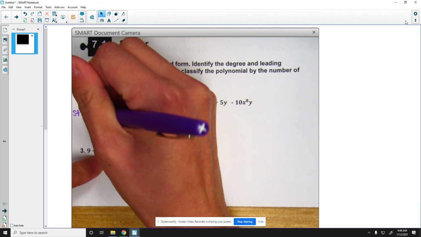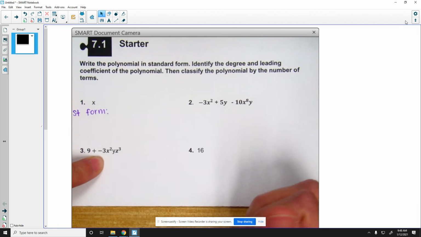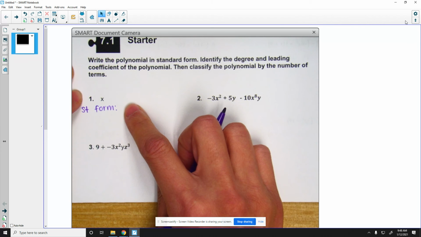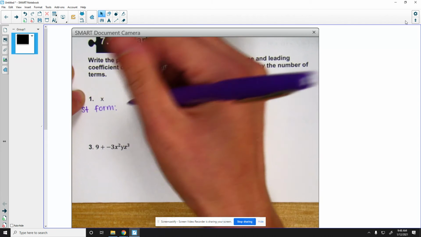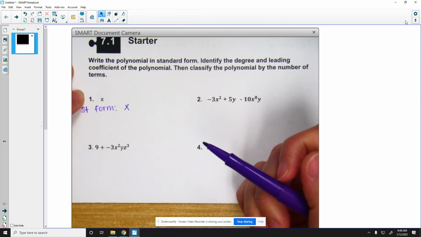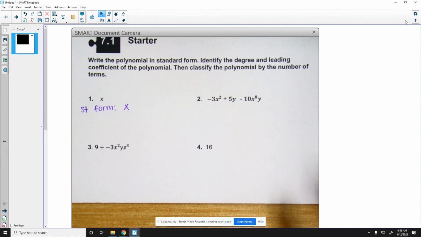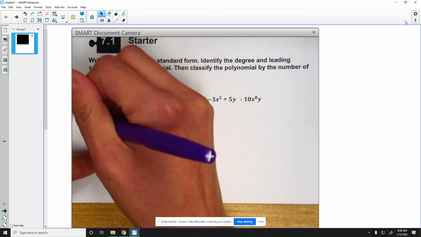Let's rewrite it in standard form. So I'm rearranging this. What do we think? What is this in standard form? X, the same thing, right? How can you rearrange one term? Like there's nothing to rearrange. So it's just X. Okay, so the next thing we have to do is identify the degree.